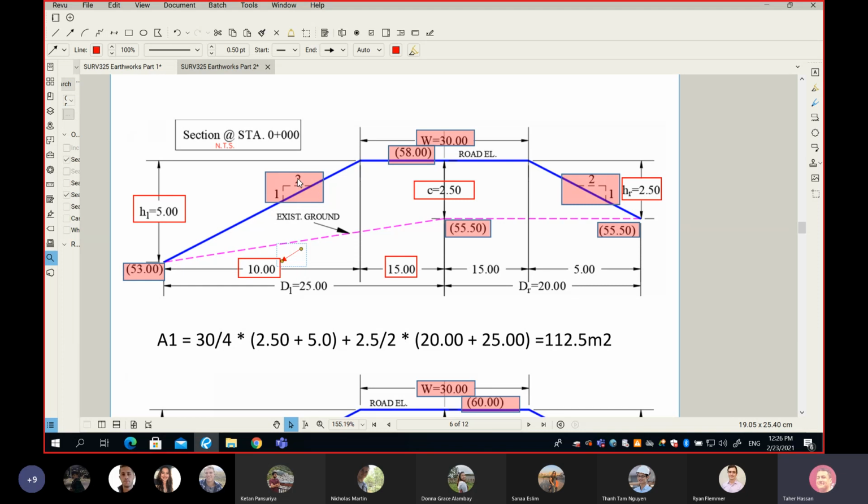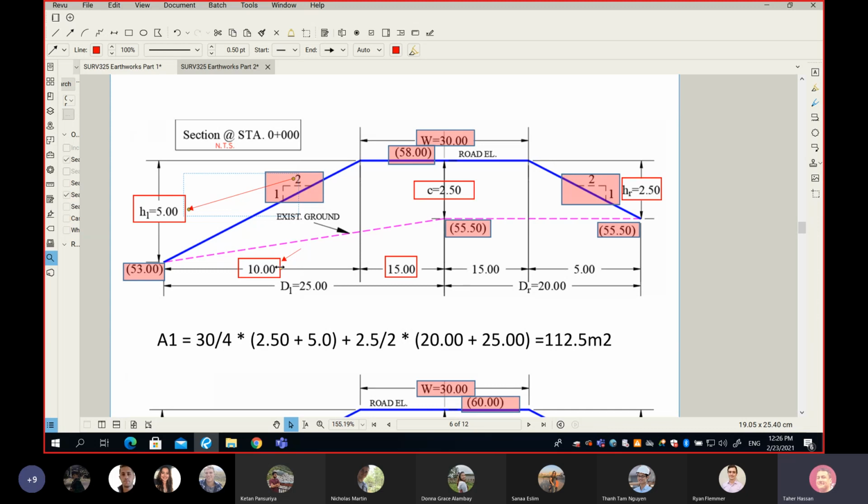So this line here slopes by 2 to 1. It means it goes 2 units horizontal and it drops 1 unit vertical. So how about if it went 5 meters vertical? What do you think the horizontal was? Any help? I said the line slopes. Double that. This one is a very easy number. You take the side slope, Z, you multiply by the 5, you get 10. So 2 times 5, you get 10.